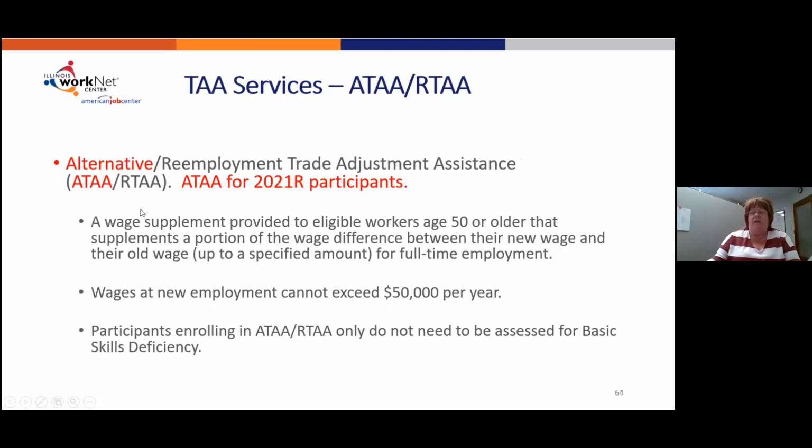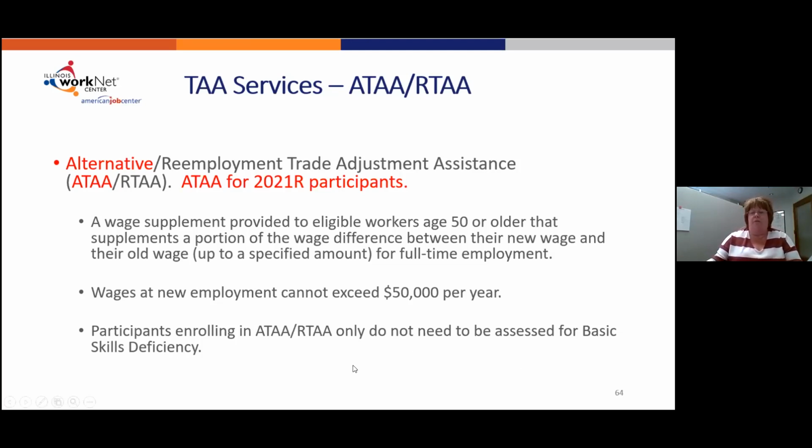Another service that's available to participants is your Alternative or Reemployment Trade Adjustment Assistance. The ATAA is available for 2021R participants. All of the participants receive RTAA. There are some differences. Basically, they are both a wage supplement that's provided to eligible workers that are 50 or older. It supplements the portion of the wage difference between their new wage and their old wage, if they're in employment that does not exceed $50,000 per year. It's generally calculated as 50% of the difference that they get.